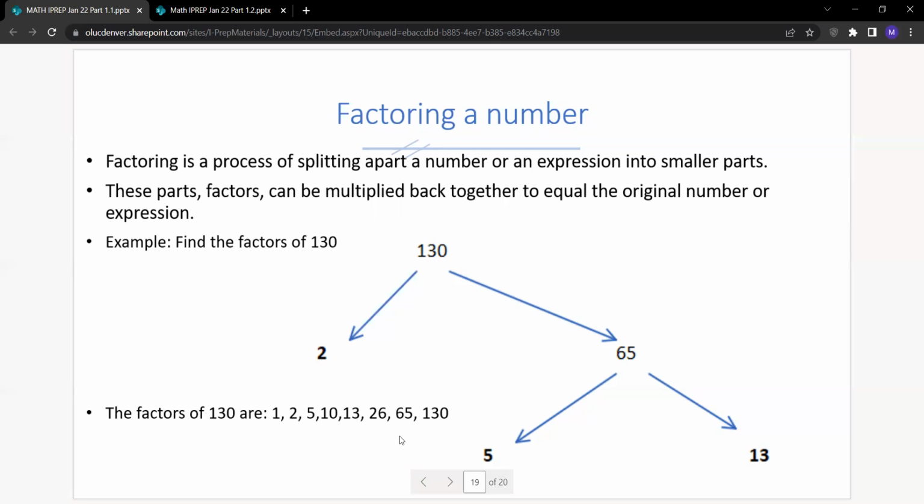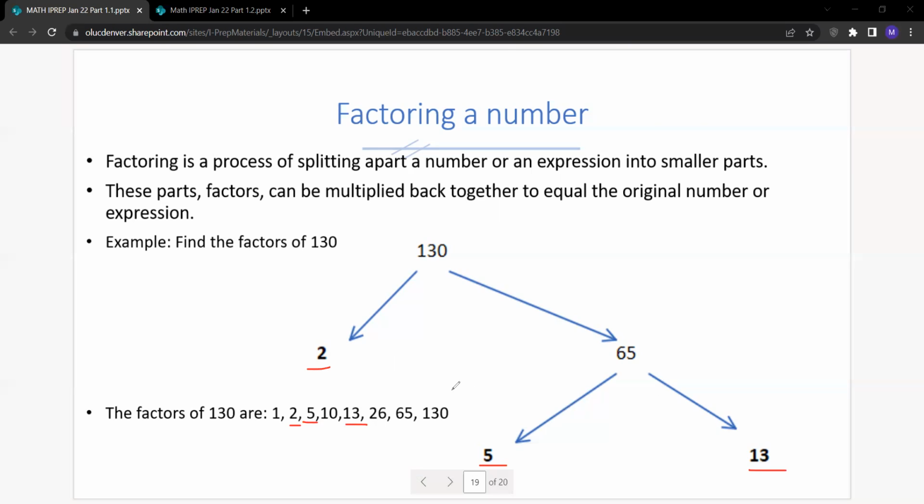So we kind of do this with multiplication. So 130 is equal to 2 times 65, right? And 65 is equal to 5 times 13. So then we can kind of go through here and we see these are our factors, right? So 2, 5, 13. So you see them in here.